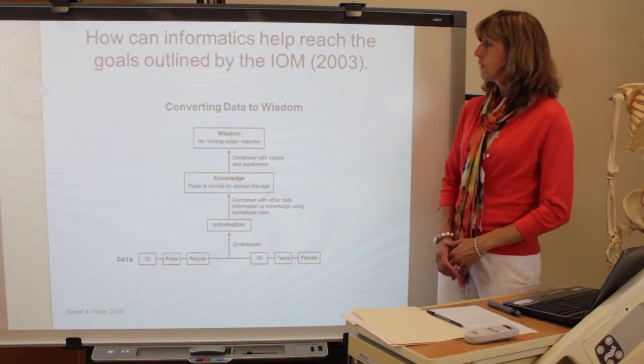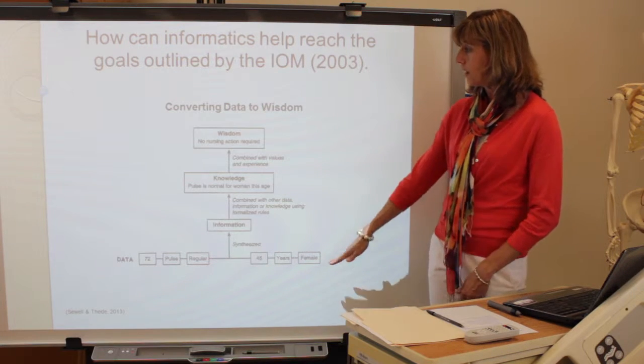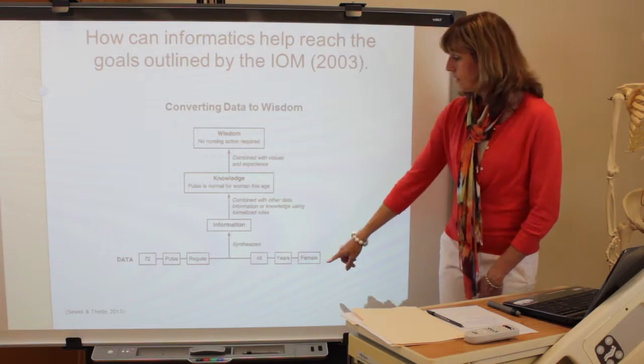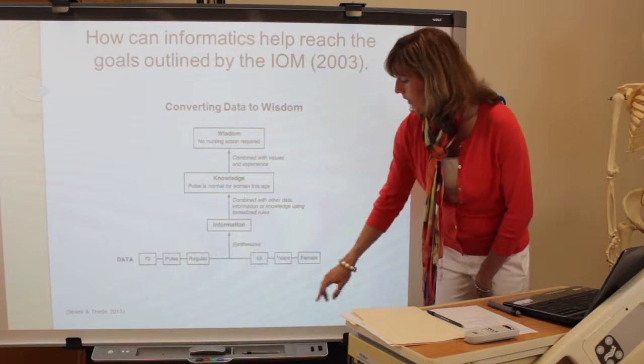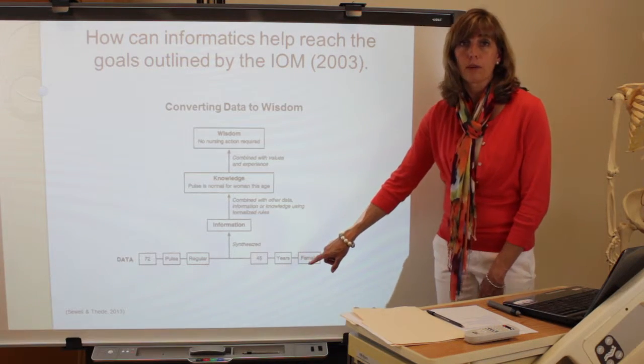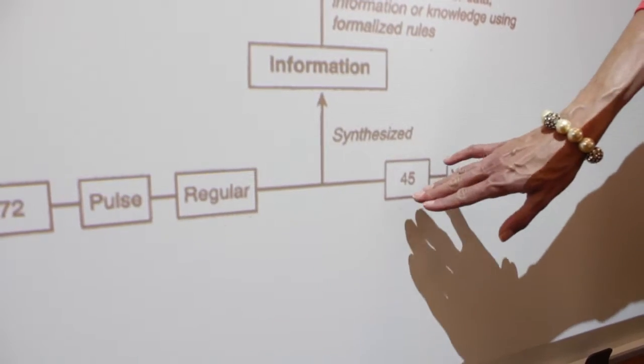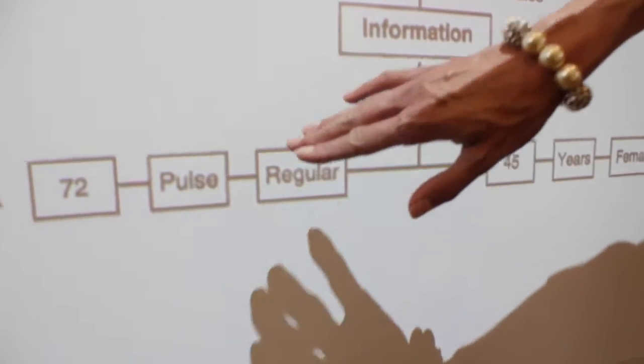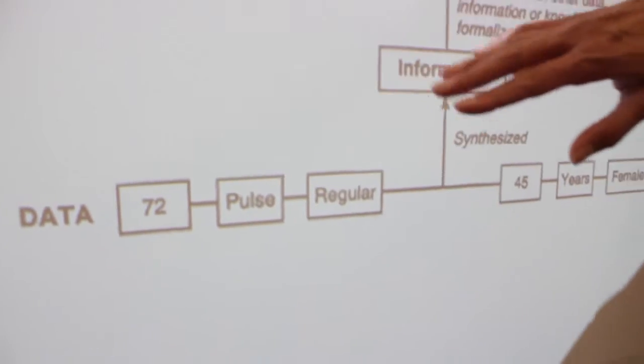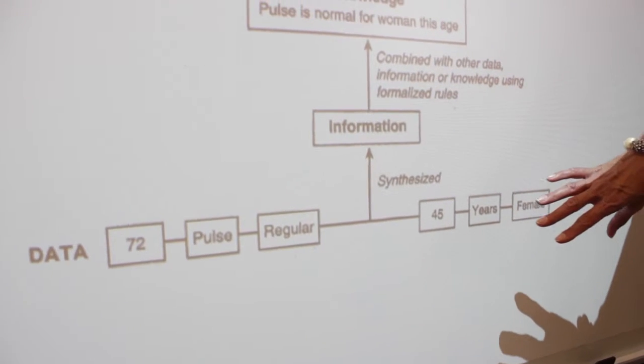The computer helps us convert data to wisdom. These are all little pieces of data. Female is something we put in the computer. Years, 45, regular, pulse, 72. Those are all things we might click on in the computer.